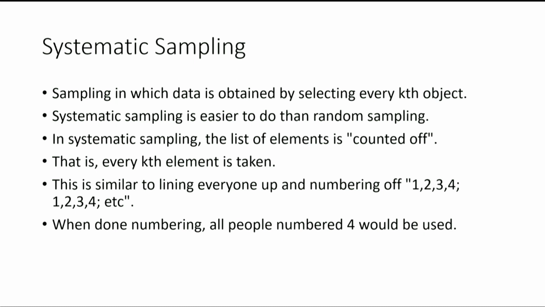The first one will be taken at random, maybe between 1 and 9. Between 1 and 9 will be picked. If you pick 4, you can now say every 10th. So if the first one is 4, the next one will be 14. The next one after 14, you take 24, 34, 44, 54, 64, and so on. When done numbering, all people numbered 4 will be used.